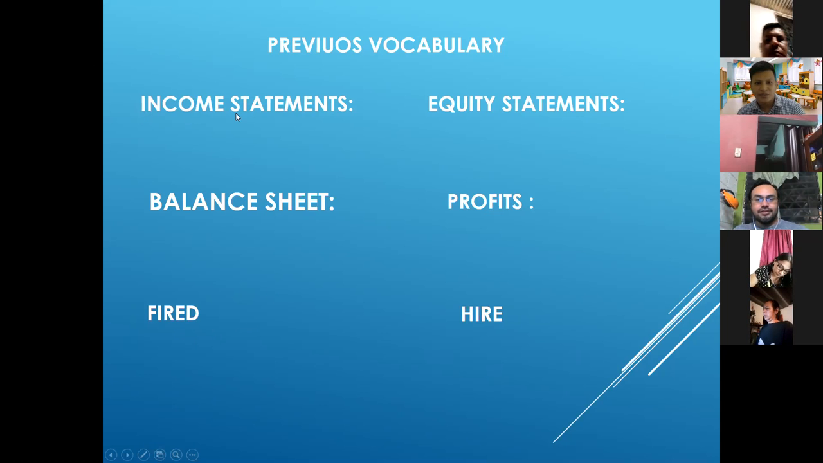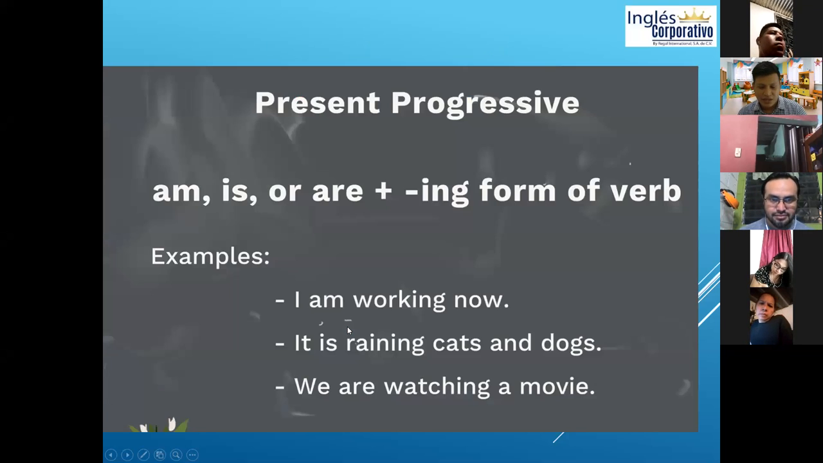Okay, nice. Income statement, equity statement, balance sheet, profit, fire, hire. Okay, nice. Right now, we're gonna see the gerund, ing form. Okay, vamos a ver el gerund. But I wanted to show you something really important. El gerundio acá, chicos, todos creo que lo conocemos, agregamos ing to the verb, right? Agregamos ing al verbo. Por obligación tiene que ir the verb be, am, is, or are, para utilizar esta fórmula.